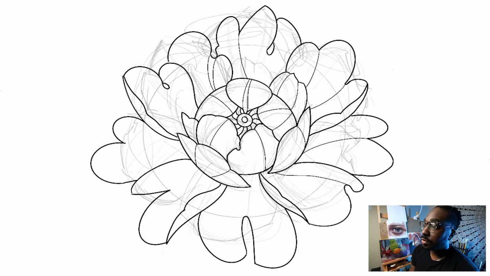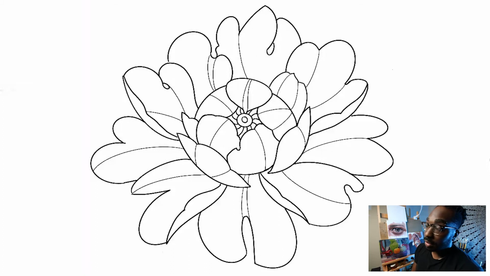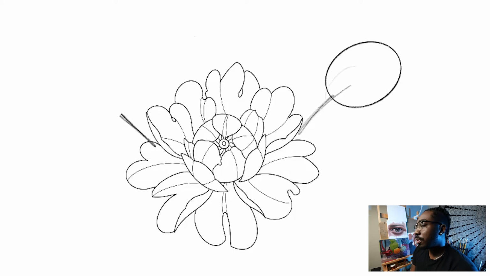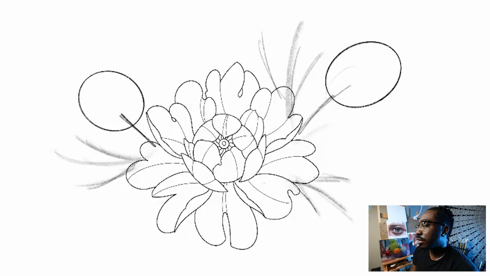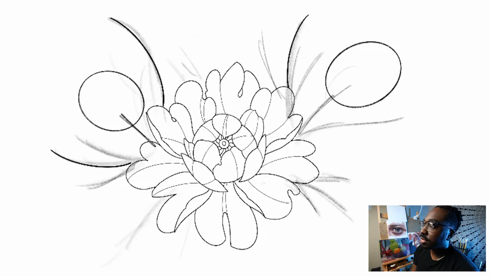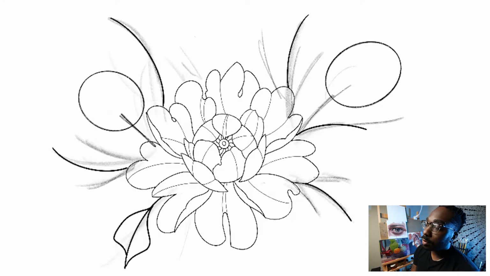Now I'm moving on to the secondary line weights. I outlined it with a thicker pen, and now I'm going back with a thinner one just to add some contour lines. That'll help show the form, as well as add a second layer of complexity to the line work. So now I'm moving on to the secondary and tertiary forms, which will be the bulbs and the leaves that are surrounding the peonies.